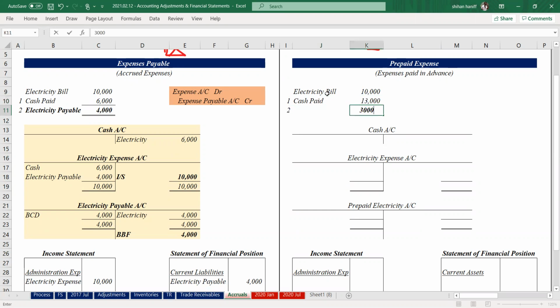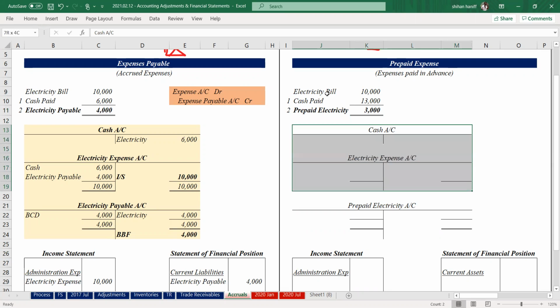Then 3,000 paid extra. So we say prepaid electricity. Prepaid electricity is 3,000. Now how do we record this?